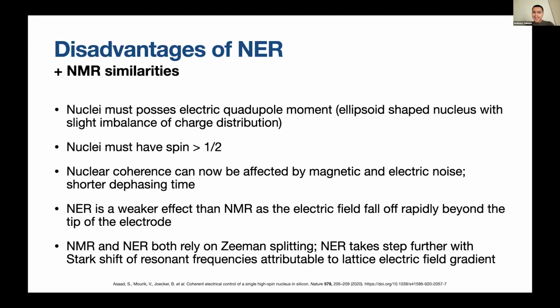And NMR and NER both rely on Zeeman splitting. As I said before, there's still a static magnetic field, but NER takes it a step further by using purely RF electric fields, and induces the sort of Stark shift of the resonant frequencies from that electric field gradient, which is attributable to that lattice strain.